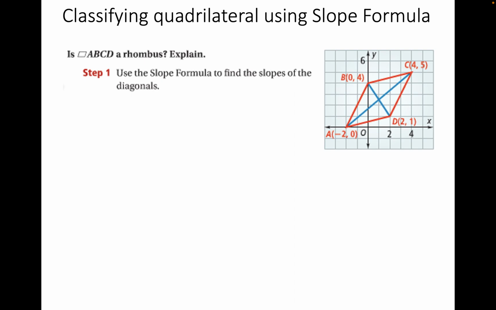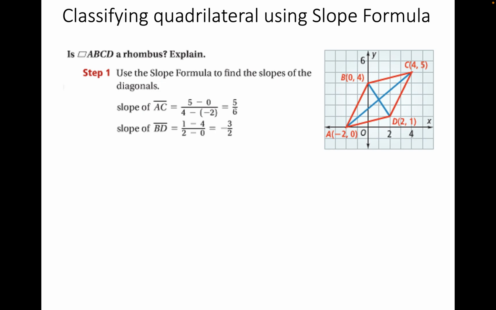We're going to use the slope formula to find the slopes of the diagonals. So the first slope, AC, between -2, 0 and 4, 5, when I plug that into my slope formula, I get 5/6. So again, rise over run, I am rising up 5 and then running to the right 6 between point A and C, and that gets me my slope, 5/6, rise over run.